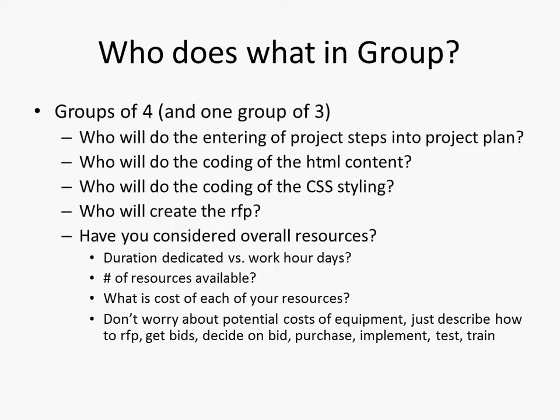And then lastly, have you considered your overall resources? Duration dedicated versus a work hour day. All right, number of resources available. What is the cost of each of your resources? Don't worry about potential costs of your equipment. Just describe how to get the RFP, get bids, decide on bid, purchase, test, train, and implement.